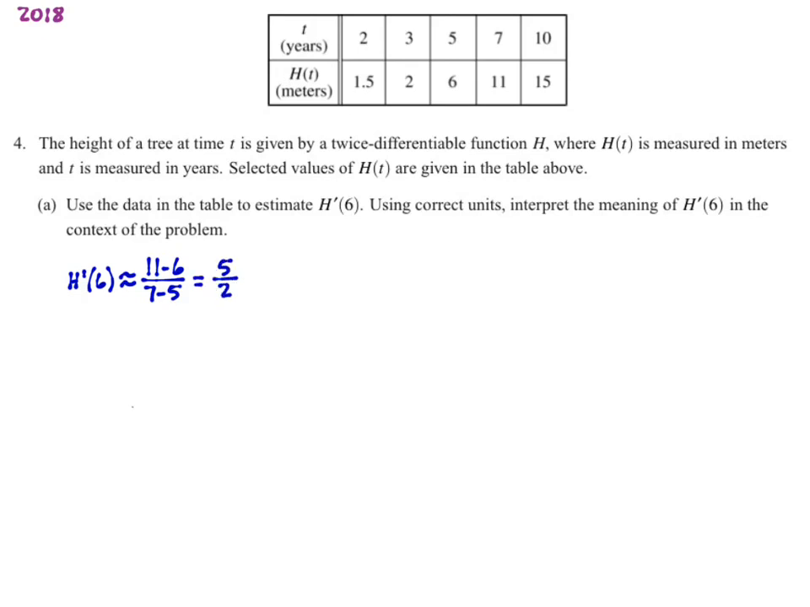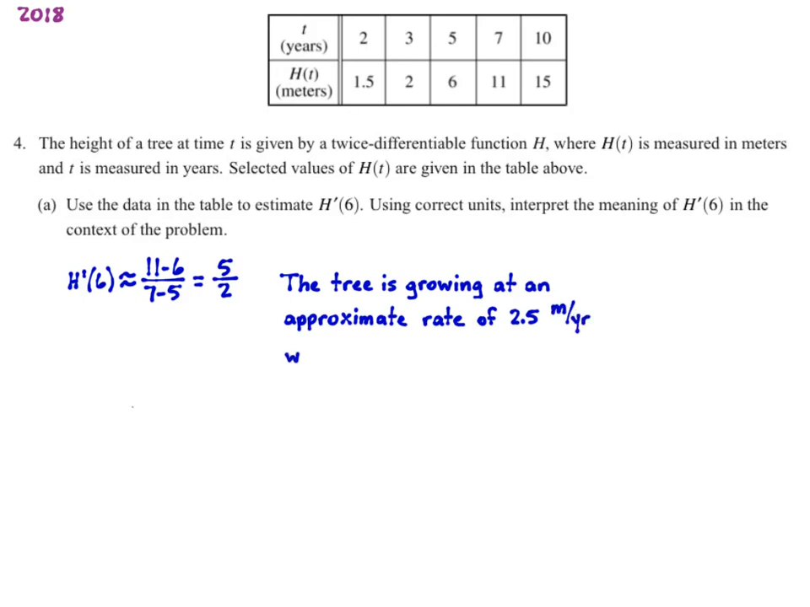Then it says, using correct units, interpret the meaning of h prime of 6 in the context. So because we know that h represents the height of a tree at given years, then h prime is going to be the rate at which the tree's height is increasing. So we would say this: the tree is growing at an approximate rate of 5 halves, or 2.5 meters per year, when t equals 6 years.